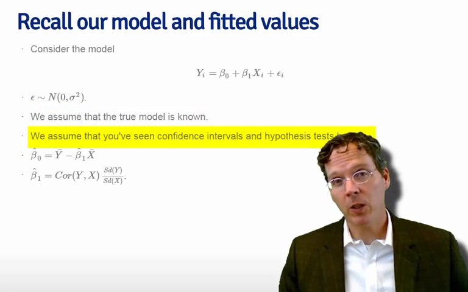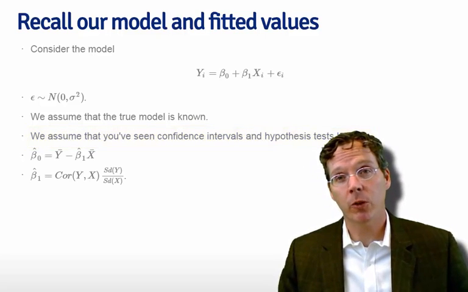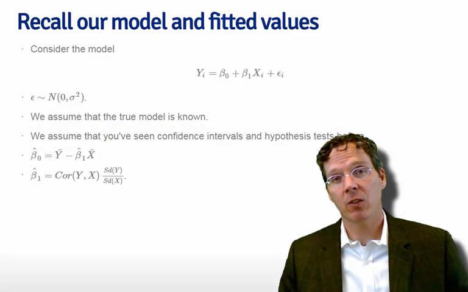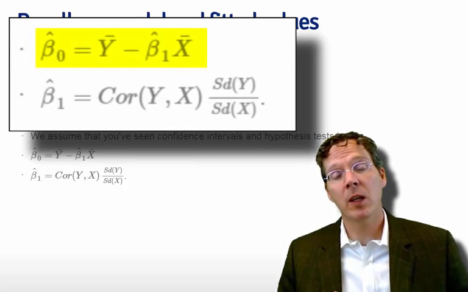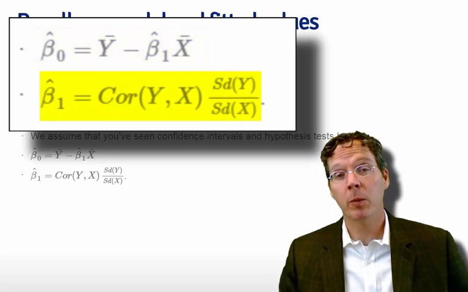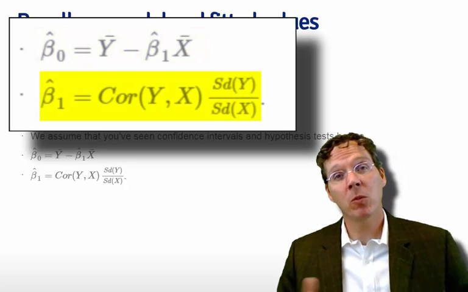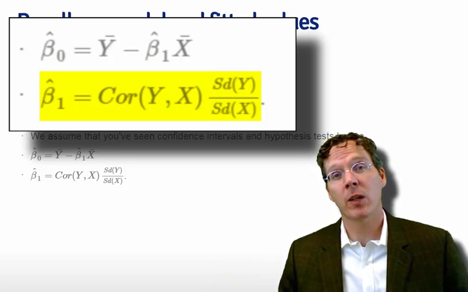I'm going to assume that you've seen some amount of statistical inference previously, so you know what a confidence interval is and what a hypothesis test is. Let's also remind ourselves that the intercept is estimated as y bar minus beta 1 hat x bar. And our beta 1 hat is the correlation between the predictor and the response multiplied by the standard deviation of the response over the standard deviation of the predictor.